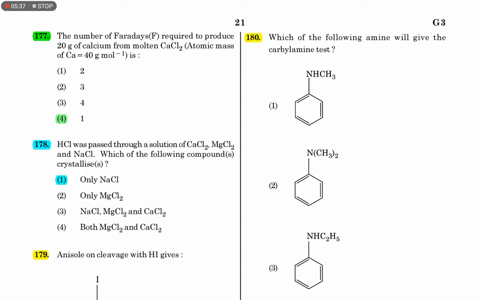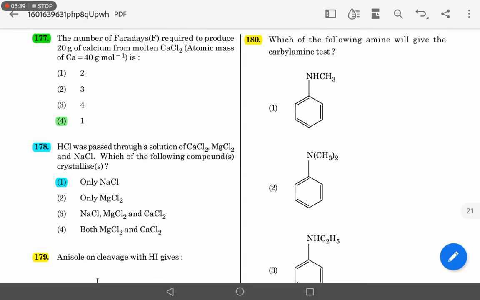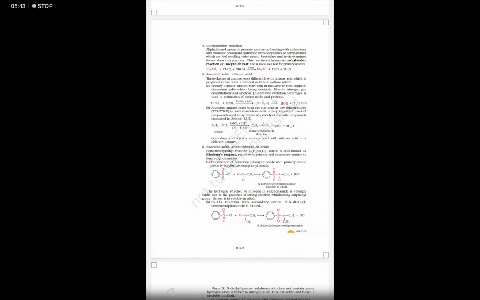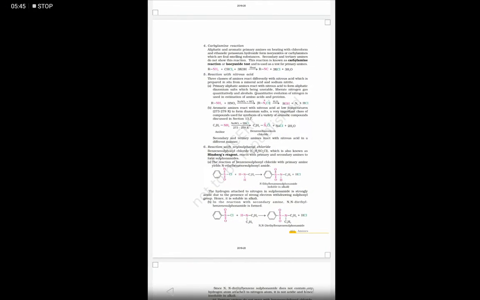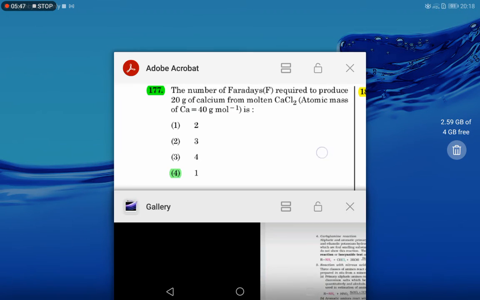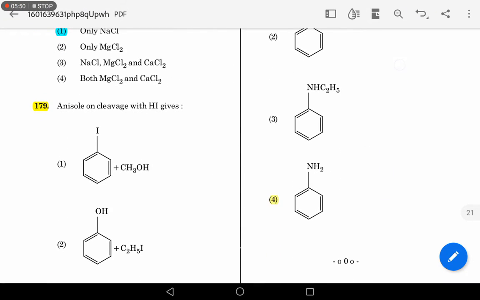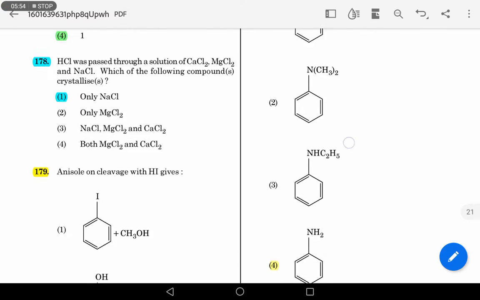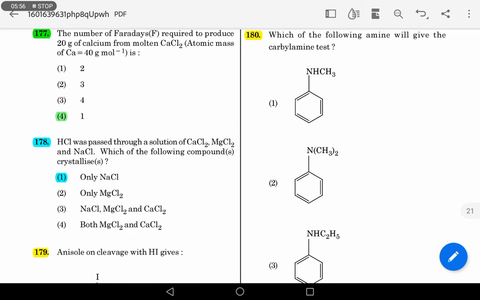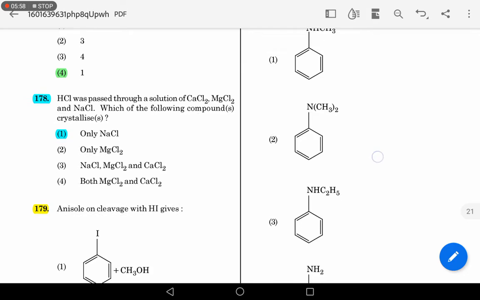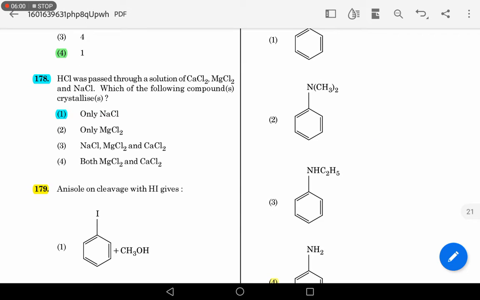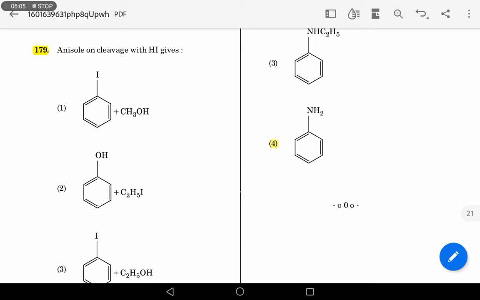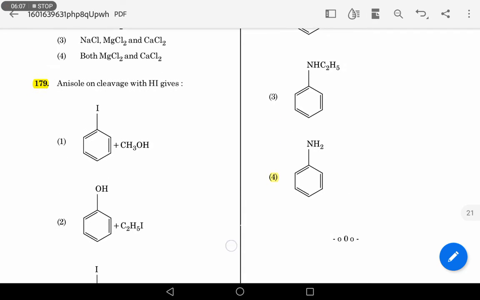Which of the following amines will give the carbylamine test? Only primary amines give the carbylamine test. It is well known that only RNH2 kind of amines will give the carbylamine test. So NH2 is present only in this case, and the other cases have NH and N. Hence, it's not possible. NH2 group is important for the carbylamine reaction.